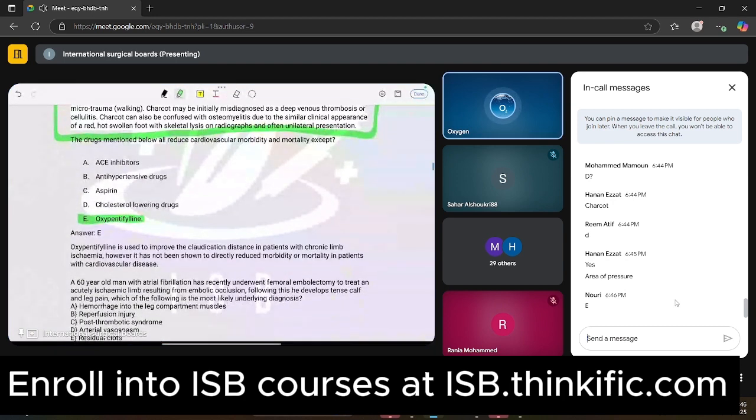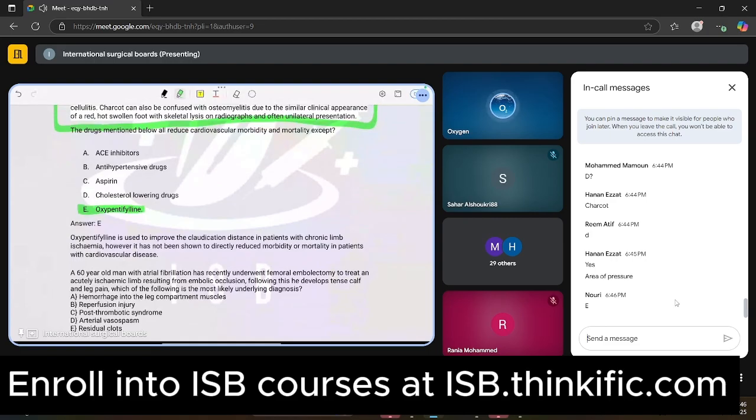A 60-year-old man with atrial fibrillation has recently undergone femoral embolectomy to treat an acutely ischemic limb resulting from embolic occlusion. Following this, he develops tense calf and leg pain. Which of the following is most likely? Hemorrhage into the leg compartment muscles, reperfusion injury, post-thrombotic syndrome, or arterial vasospasm.